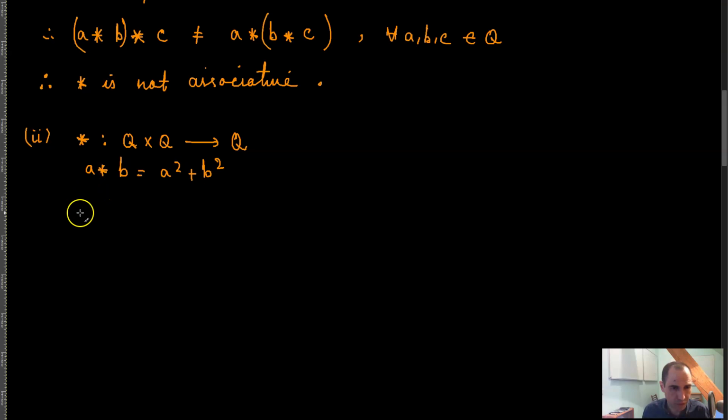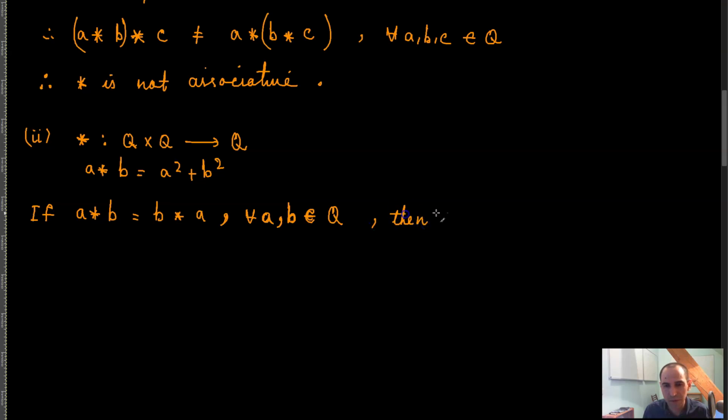Now, if I can show that a star b is equal to b star a for all a and b belonging to Q, then that means that star is commutative, right? Normally, what you have to do is write this statement: if this is the case, then star is commutative. I do suggest that you write your statements this way.